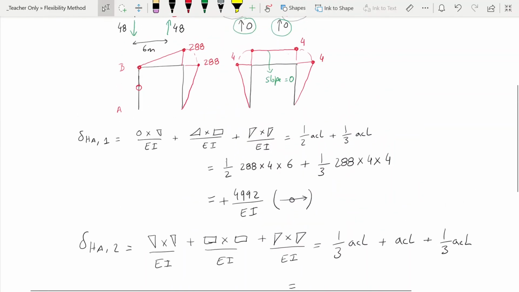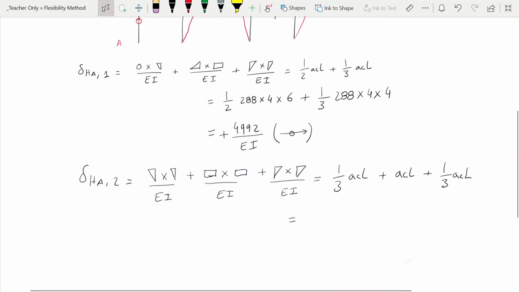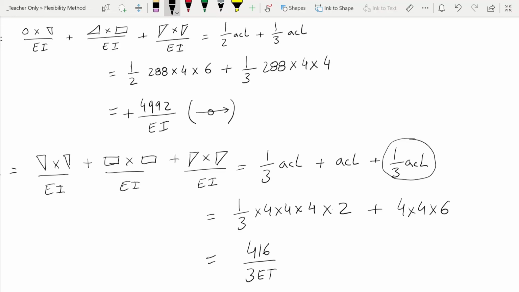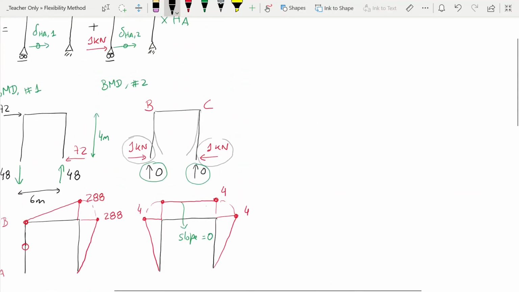So now if we look at the diagram, when we do the columns, the length is 4. When we do the beam, the length is 6. And all the values of A and C are 4. So we can write this down as 1/3 times 4 times 4 times 4, and I'm going to multiply it by 2 to account for the other column. And now plus 4 times 4, and now times 6 because the length of the beam is 6. In this case, we have 64 divided by 3 times 2 plus 96. So we get 416 divided by 3 EI. And it's always positive, which in this case also means it moves to the right, which again, stop and think a little bit here.